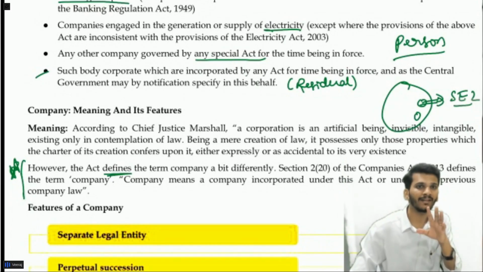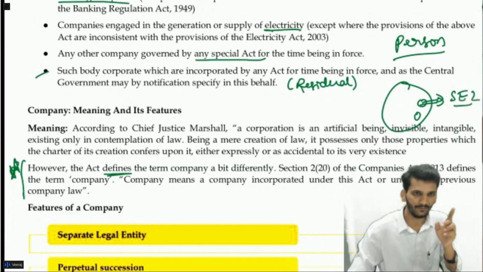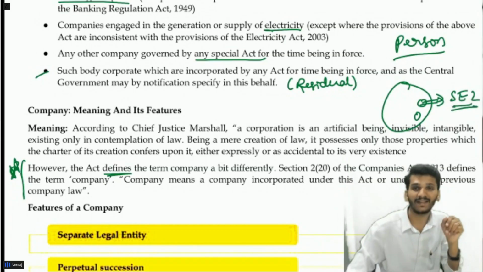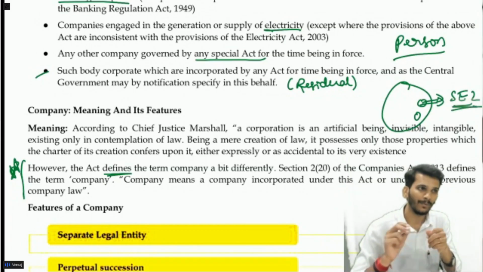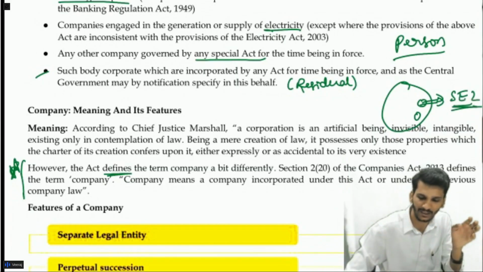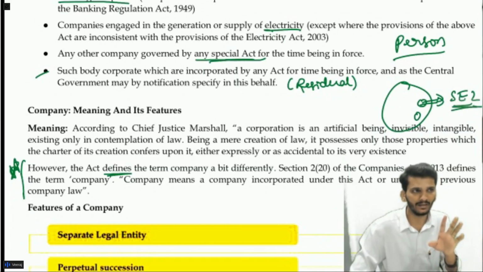But this Companies Act says whenever you earn a profit, you have to pay the tax. But if there is a company which is established under this SEZ Act, for them this is applicable. That is what we call a special act. What is body corporate? We will discuss it later.